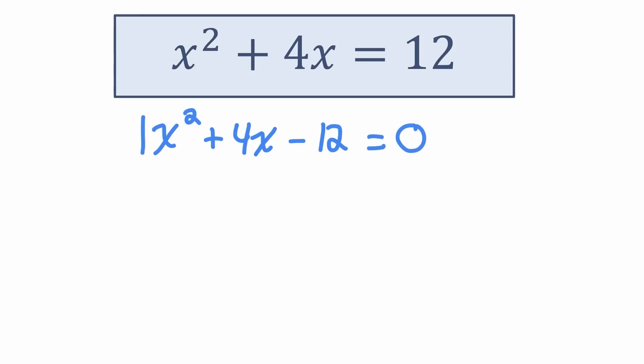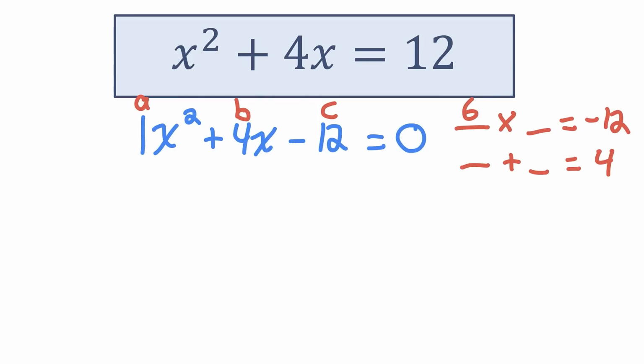I notice that the a value is 1, so to factor it, I just need to find numbers that multiply to the c value of negative 12 and add to the b value of 4. The numbers that satisfy that product and sum are 6 and negative 2. So that quadratic factors to x plus 6 times x minus 2.